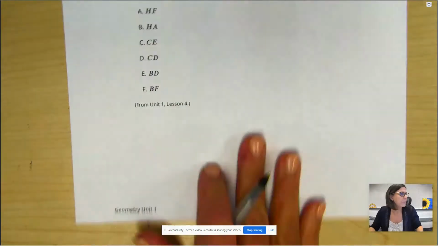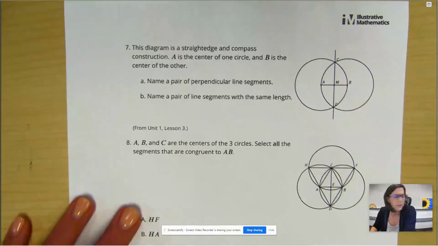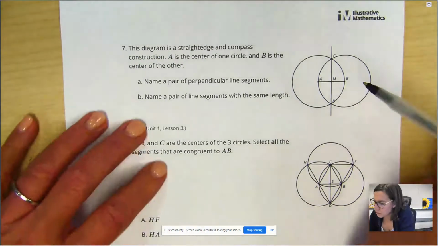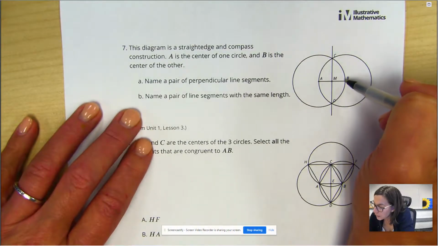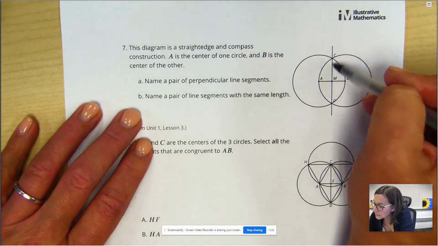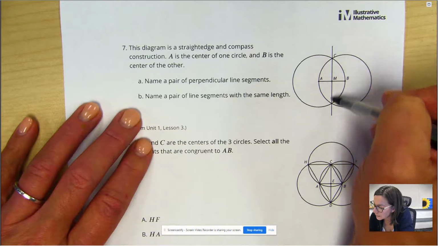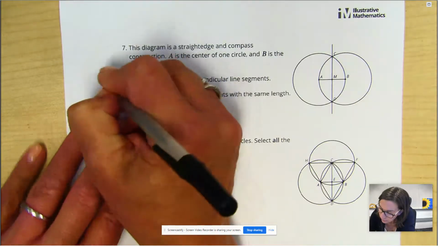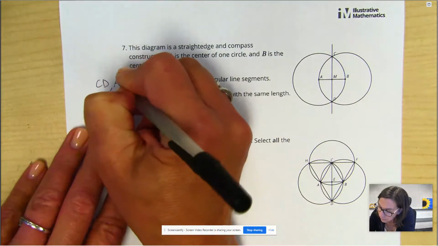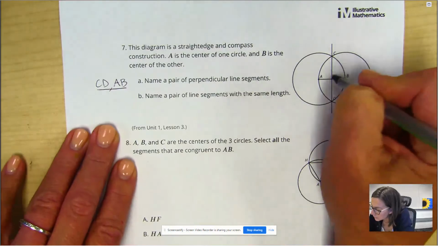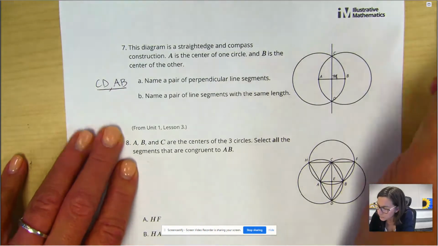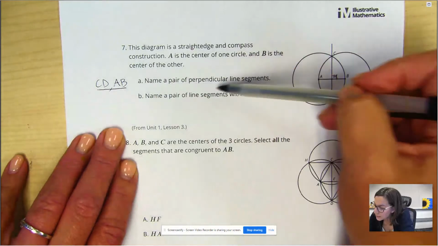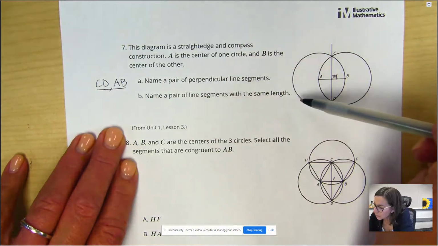Okay. Number 7. This diagram is a straight edge and compass construction. A is the center of one circle and B is the center of the other. Name a pair of perpendicular line segments. Okay, so CD and AB. We create that 90-degree angle. This is the construction we did in class. Name a pair of line segments with the same length.